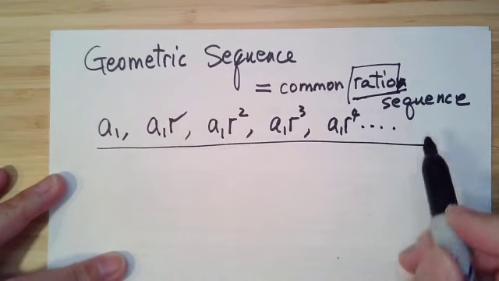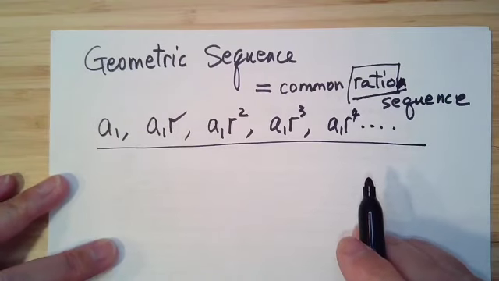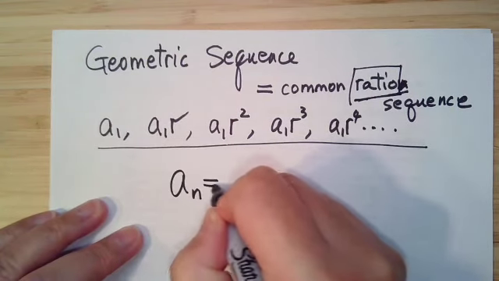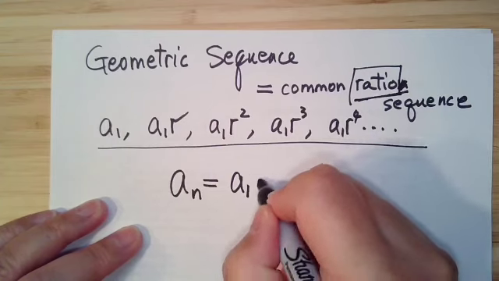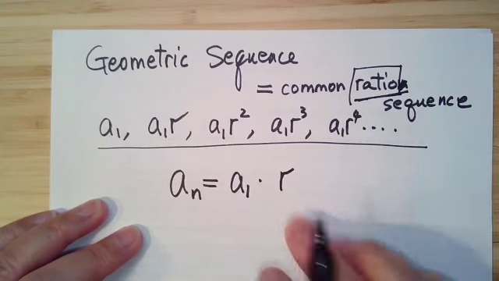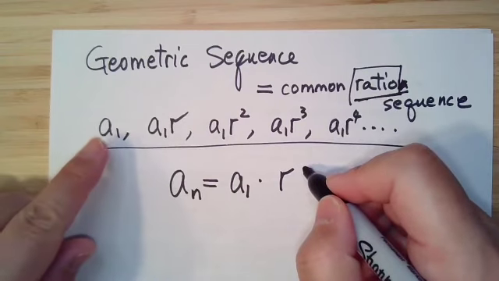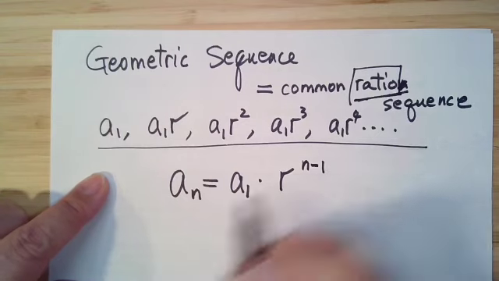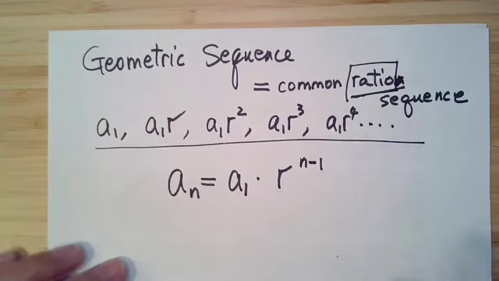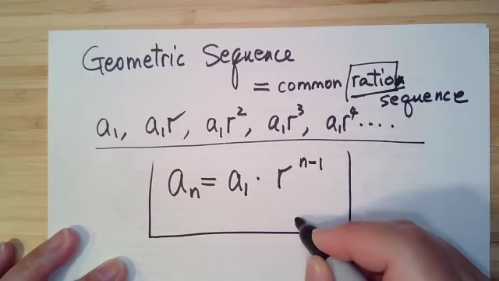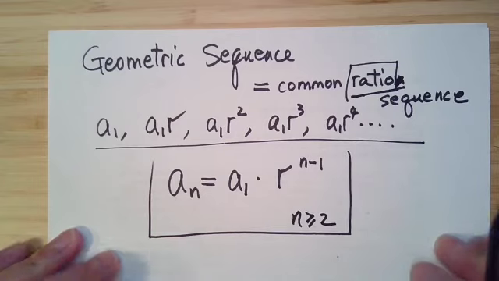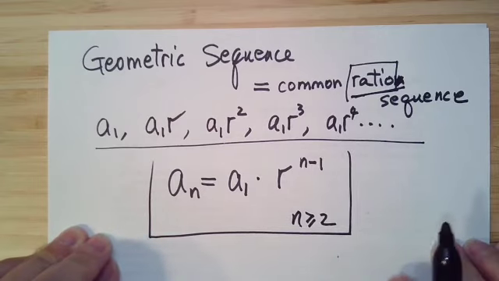So this one is called a geometric sequence. And if you want to use the formula to show that, it will be an equals a1 times r, the common ratio, to the power of n minus 1. First term, second term, third term, so for the nth term, the power is n minus 1. So this is for n greater than or equal to 2. Okay, so this is the geometric sequence. If I give you one example, it will be like this.